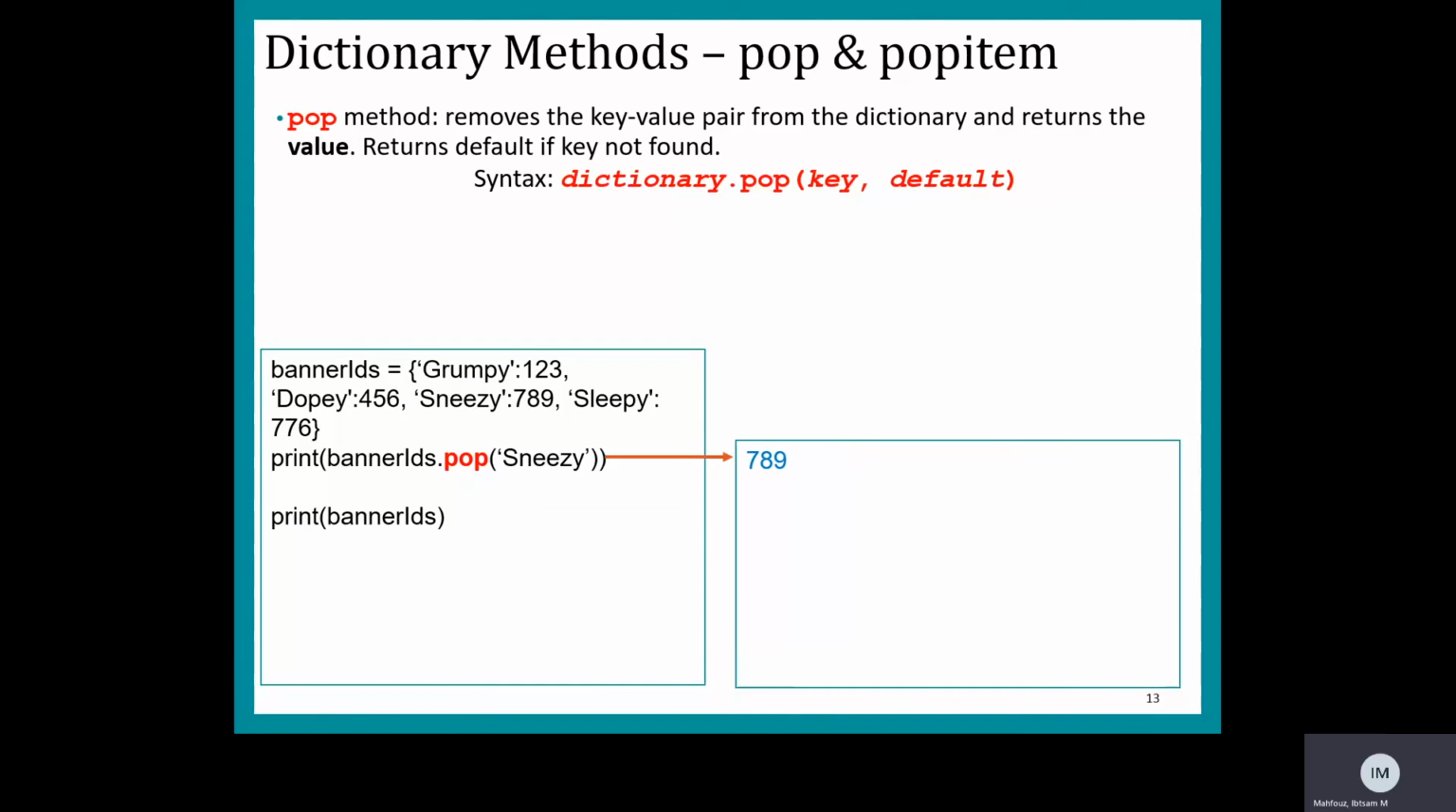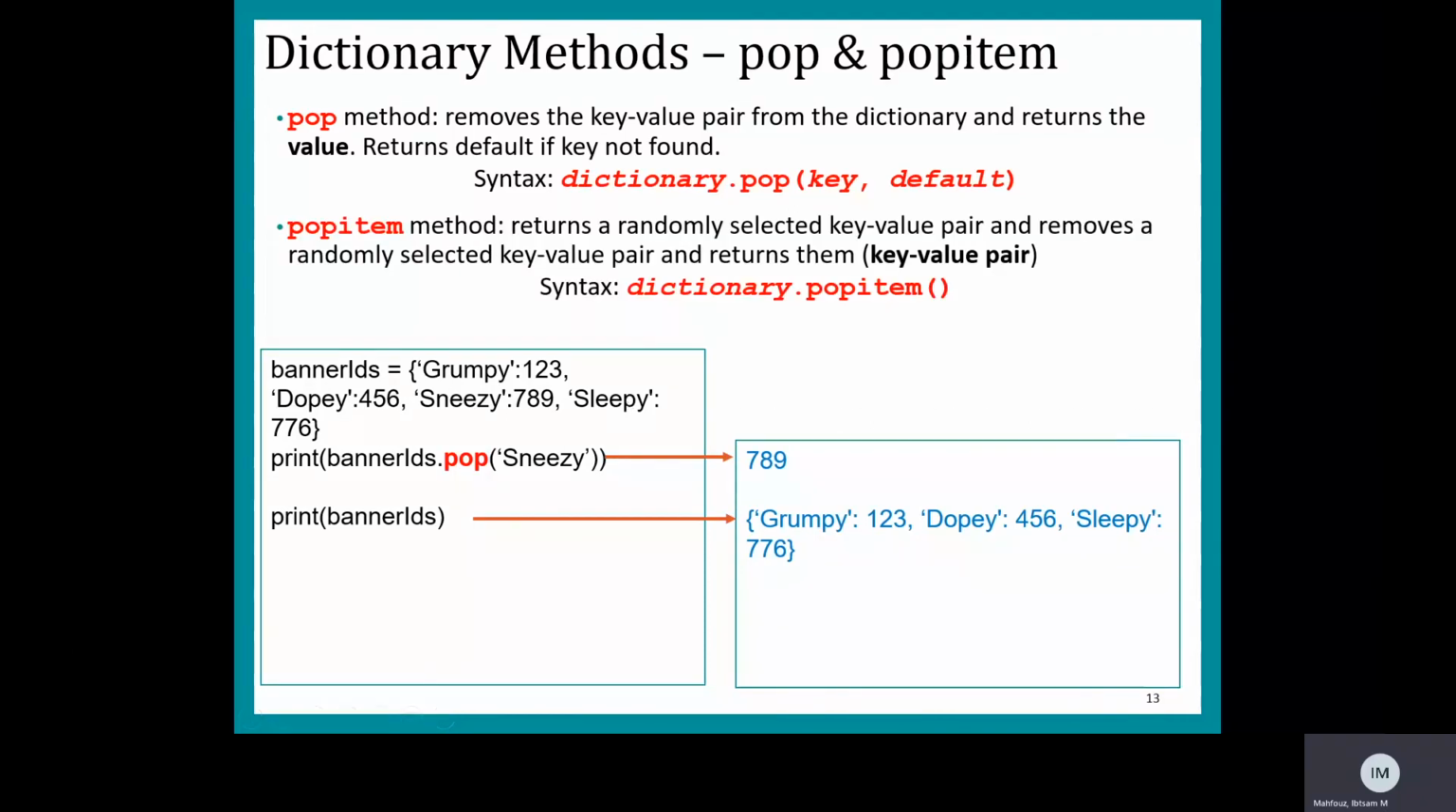And so when I now print banner IDs, I will find that Sneezy is gone. So I only have Grumpy, Dopey, and Sleepy in there. Now, sometimes you want to empty the dictionary one by one. So I'm going through my students' dictionaries and I'm saying pop me an item so that I can process it. And then I want you to remove it so I know who I processed.